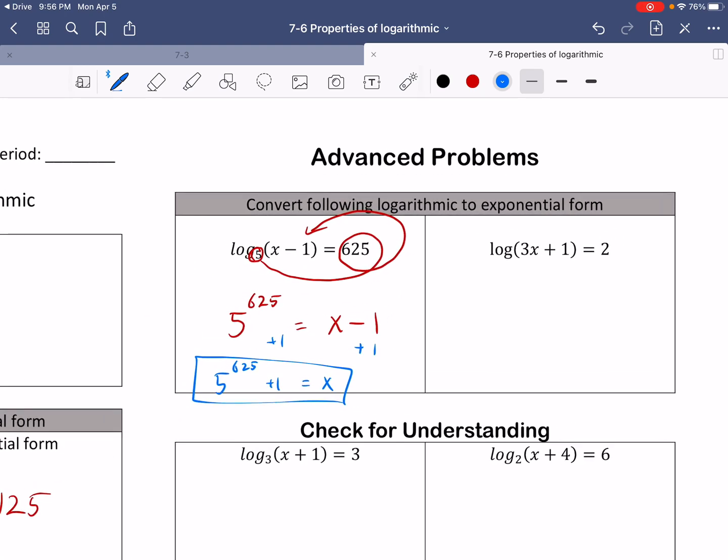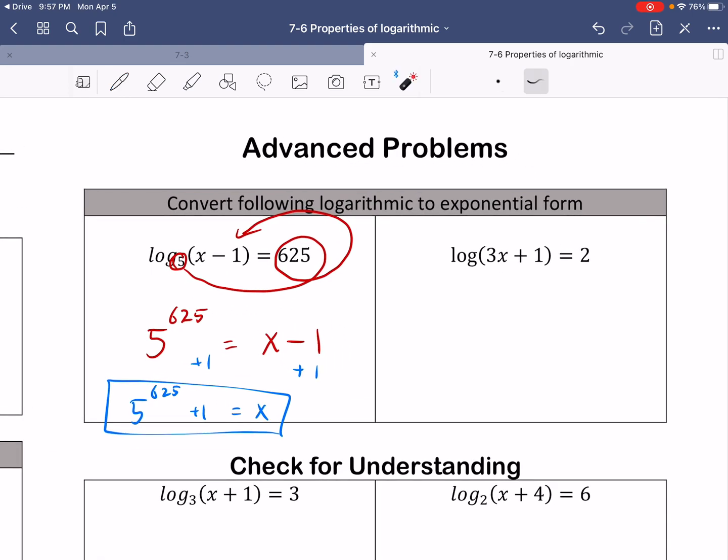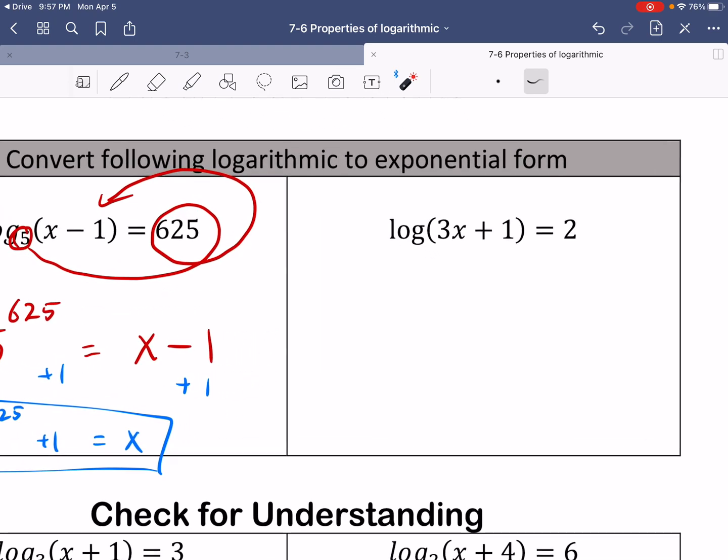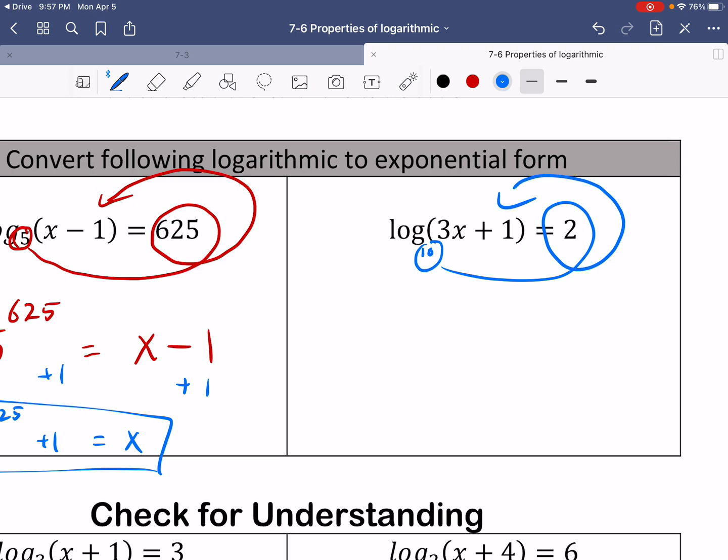So that's how you change logarithmic into exponential form. We use something we call the beautiful curve. Always circle the base. So try this question, and now let's do it together. There's no base, you don't see any base, so there's a hidden number 10. So if you do this beautiful curve, it's going to be 10 squared is equal to 3x plus 1.